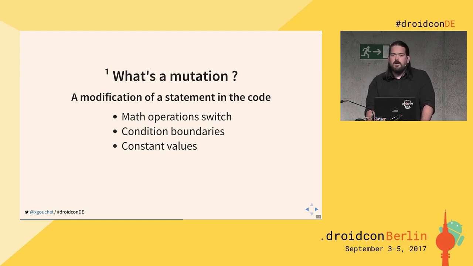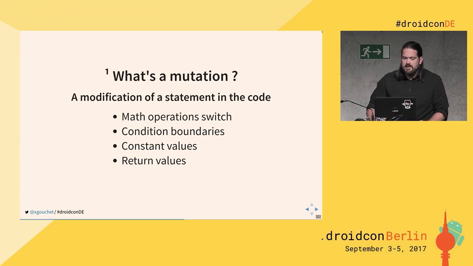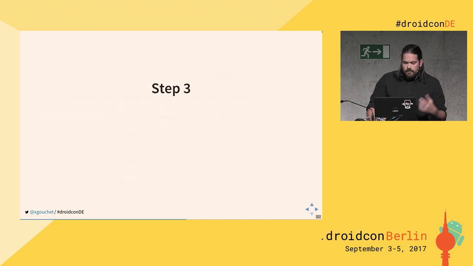You're going to change the Boolean conditions. You're going to change the constant values. So for instance, if you have an integer value, you're going to change its value. You're going to change the return statements. Say, for instance, you are going to say, well, this method is always going to return null. And will the tests catch it? And of course, there are a lot more kinds of mutations that you can have.